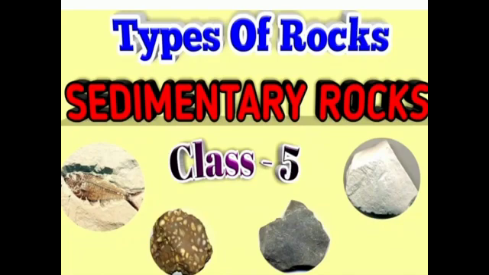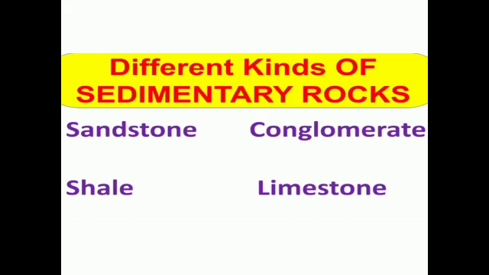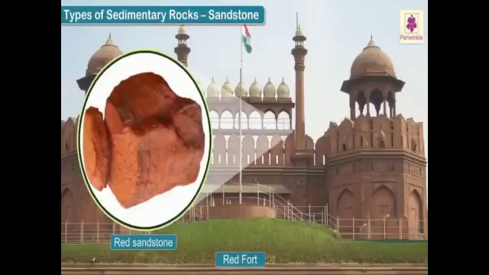First one is sandstone. Second one is conglomerate. Third one is shale. Fourth one is limestone. We are learning about sandstone. Sandstone is a common sedimentary rock.